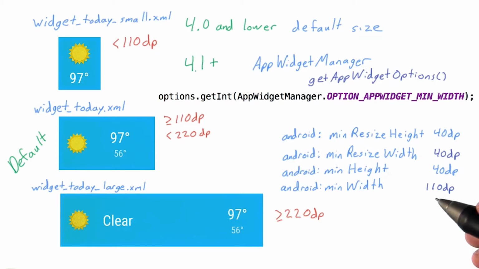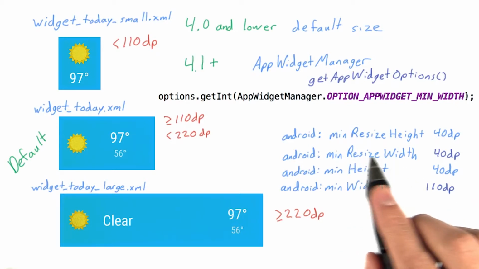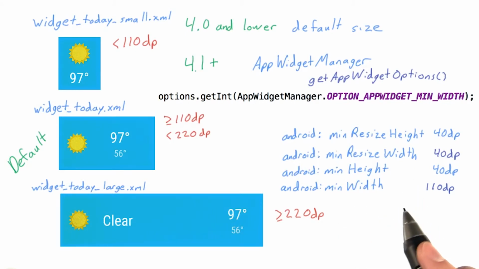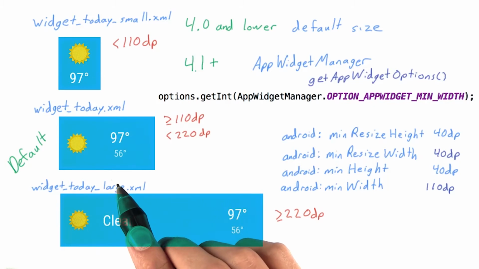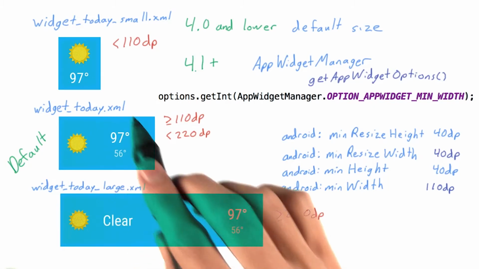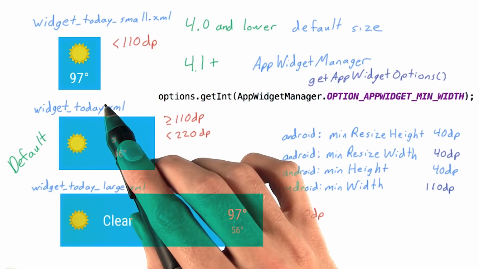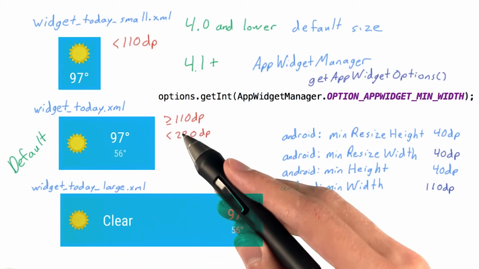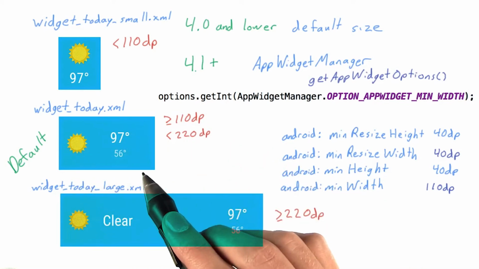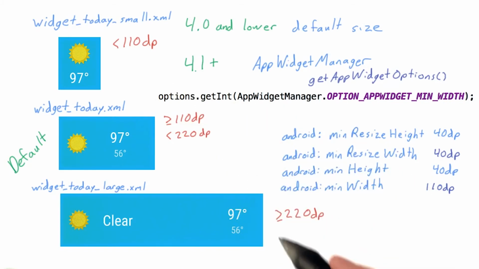In fact, we can use two new attributes added to App Widget Provider Info, min resize height and min resize width. These let you set a minimum size that's smaller than the default size. With this, we can make our default the 2x1 widget and allow users to resize down to a 1x1 if they're crunched for space. This is great for ensuring that you put the best experience forward while maintaining flexibility.